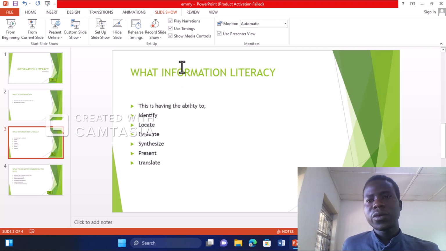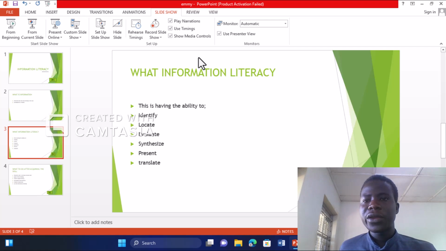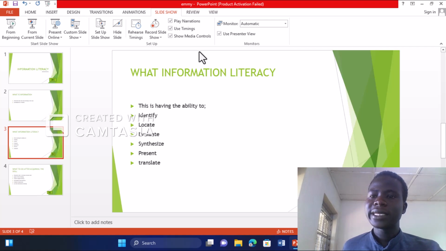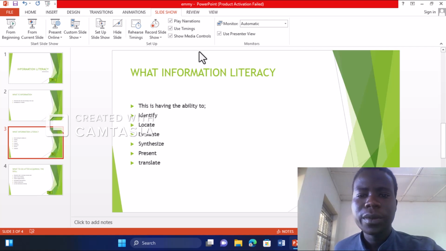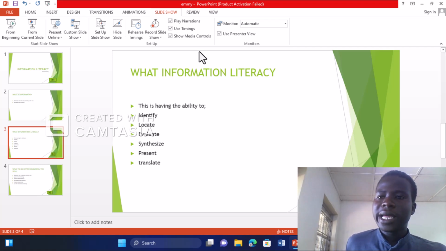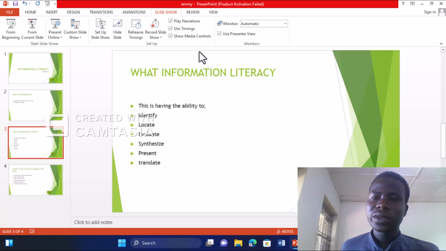Now, when I talk of identify, we know that you identify information needs and determine the extent of information needed, and clearly and concisely define the question to answer, and realize that the questions may evolve.